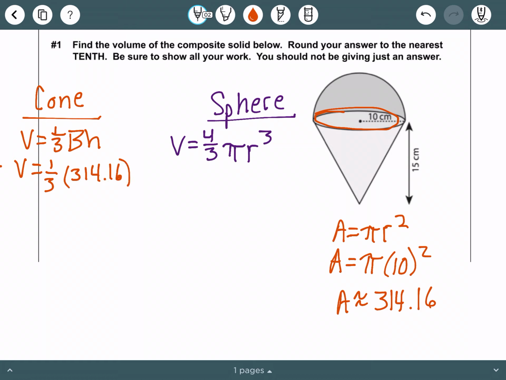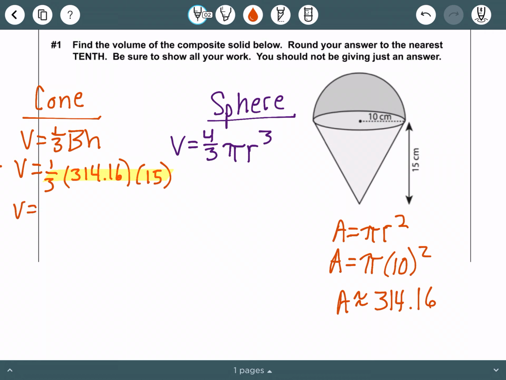All right, and then when we go back to our volume formula here, we're looking at the height, so the height of the cone. We can see off to the side here, they give us the height, which is 15 centimeters. Okay, so now we have everything together and we're going to plug all of this into our calculator, and that will give us the volume of this cone.